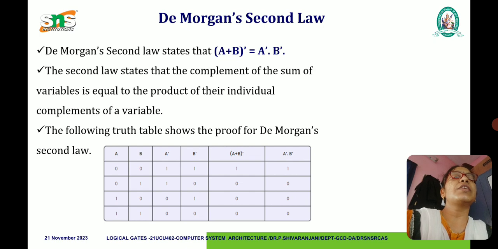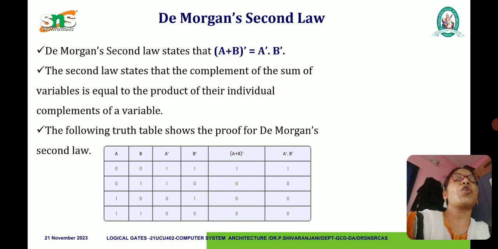So this is the first theorem, and the second theorem is: the inverse of a plus b is equal to a inverse dot b inverse. The second law states that the complement of the sum of variables is equal to the product of their individual complements. The truth table shows the proof of De Morgan's second law.